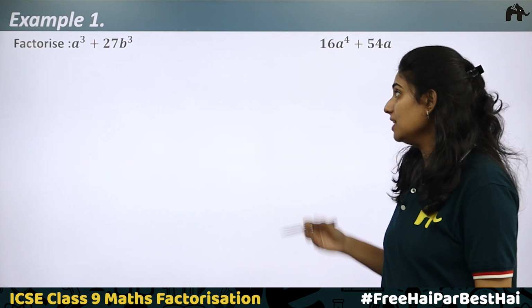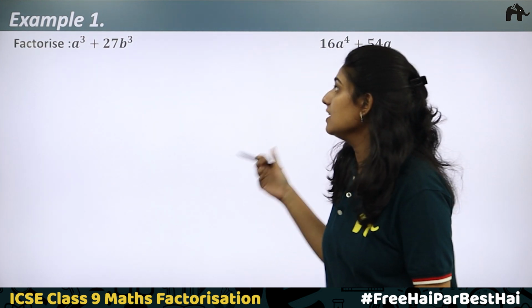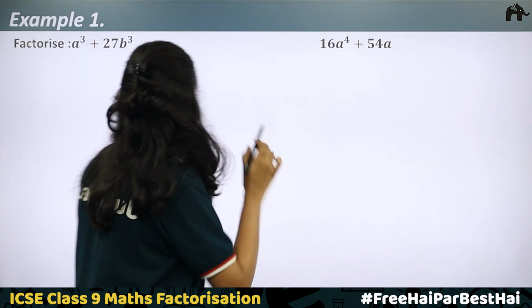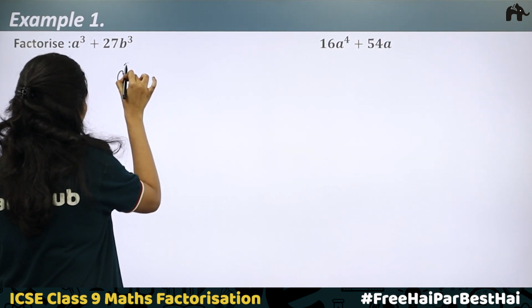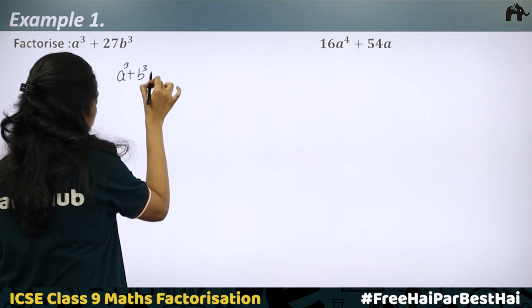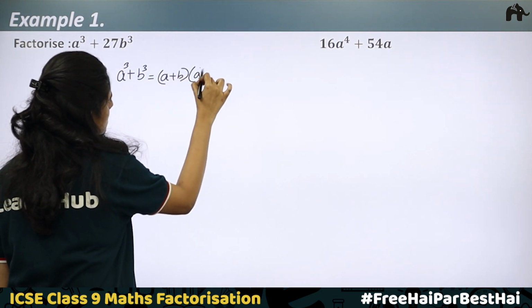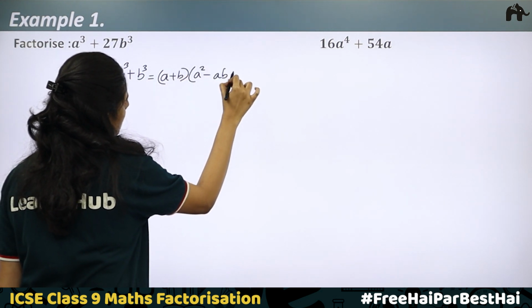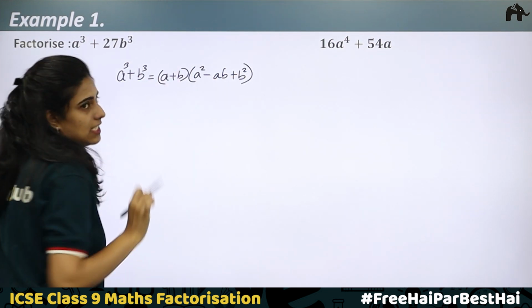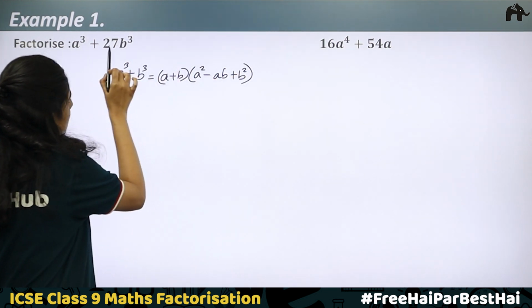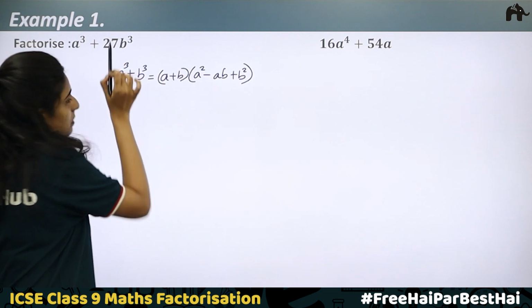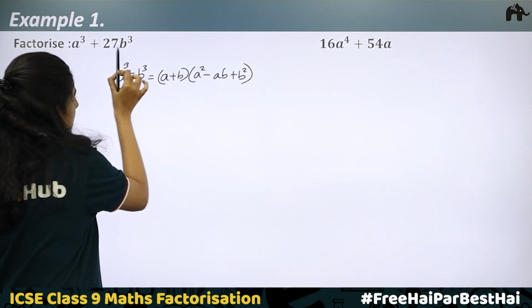Let us take an example. Factorize a cube plus 27 b cube. Here, this is of the form a cube plus b cube, which is equal to a plus b into a square minus ab plus b square. Here you can see in place of b cube, it is 27b cube.